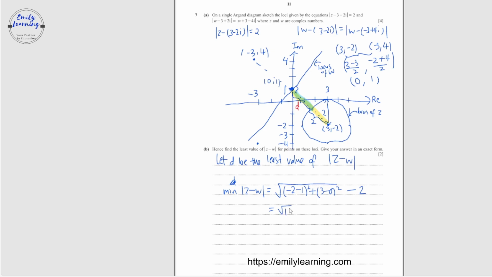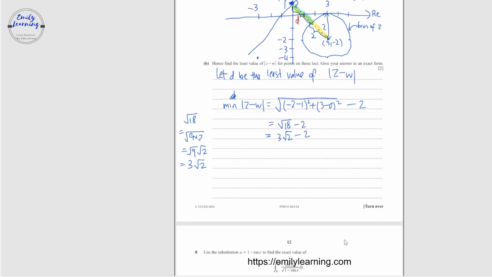So it's basically root 18 minus 2 units. Okay, and because they want it in exact form, we do not need to type it into the calculator. Root 18 is the same as 3 root 2 minus 2, because root 18 is the same as root 9 times 2. We can square root 9, which gives 3. So root 18 is the same as 3 root 2. So the minimum value of mod Z minus W is 3 root 2 minus 2.